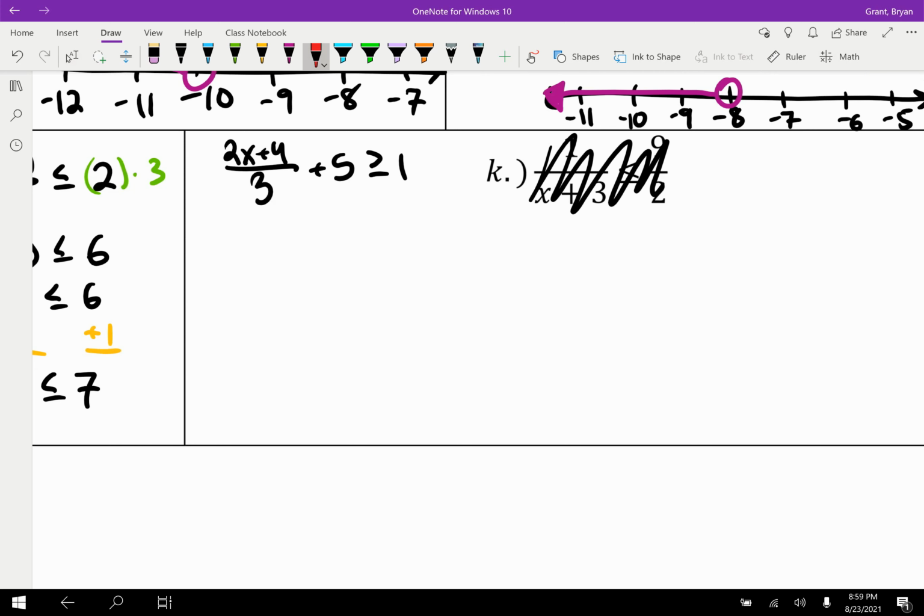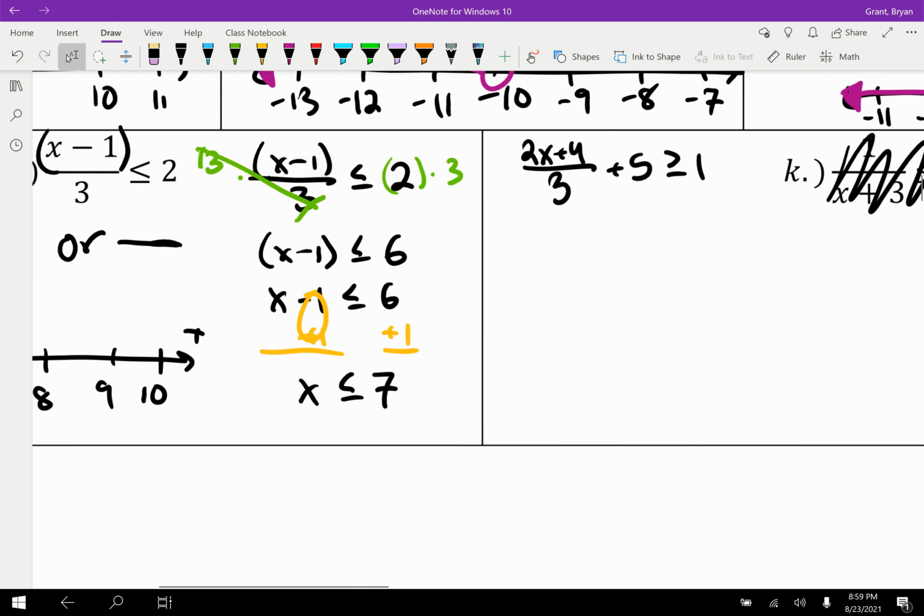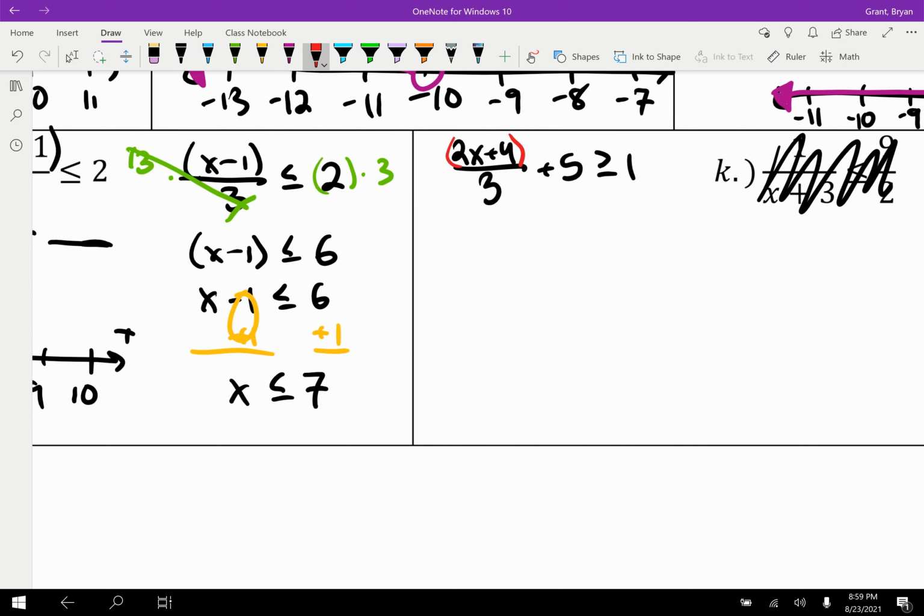So, we have that similar situation to J, where 2x plus 4 is all being divided by 3. But this time we do not want to multiply by 3 at the beginning. And the reason is there is still a plus 5 at the end. So currently we have lots of things attached to x with a plus 5. We still need to undo the adding 5 first, and we'll do that by subtracting it from both sides. We want to isolate the fraction that has x. So this gives us 2x plus 4, still all being divided by 3, which is greater than or equal to negative 4.